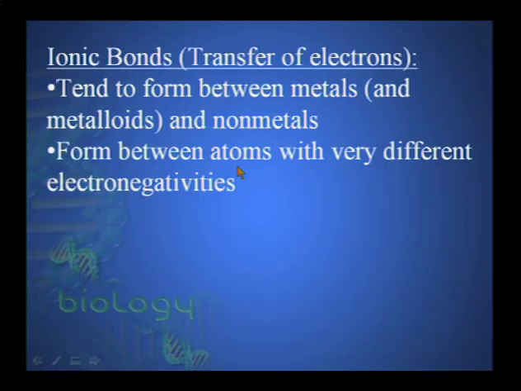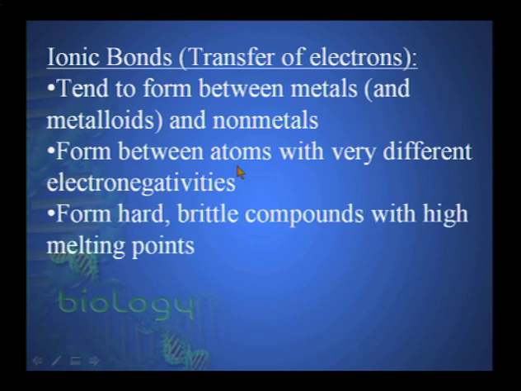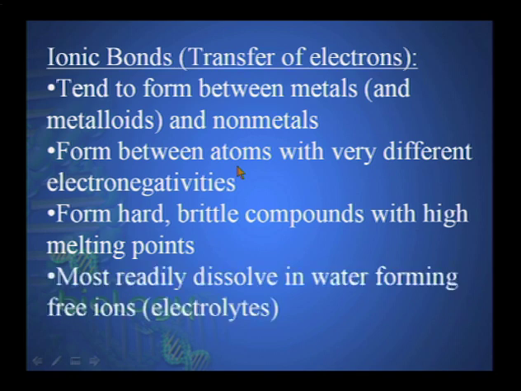They tend to form between atoms with very different electronegativities, and I'll talk more about that later. They tend to form hard, brittle compounds with high melting points. And again, table salt would be an example of that. And then most readily dissolve in water, forming free ions or electrolytes in that water.